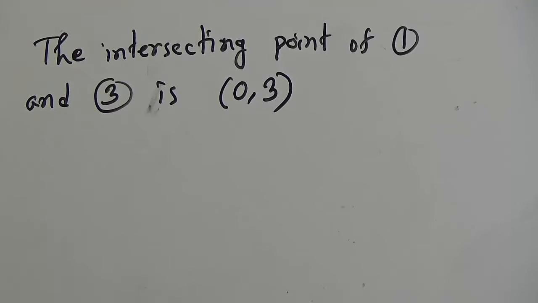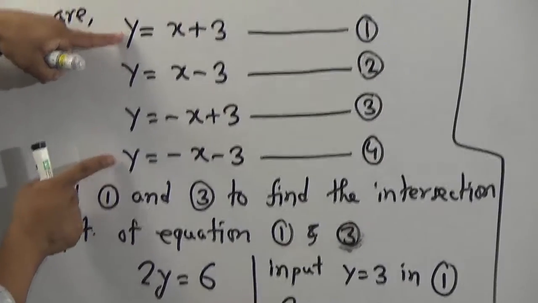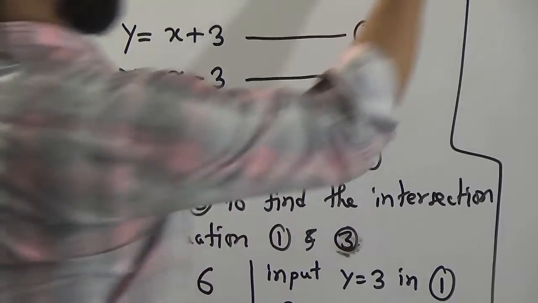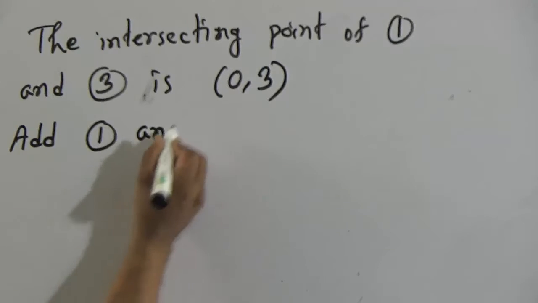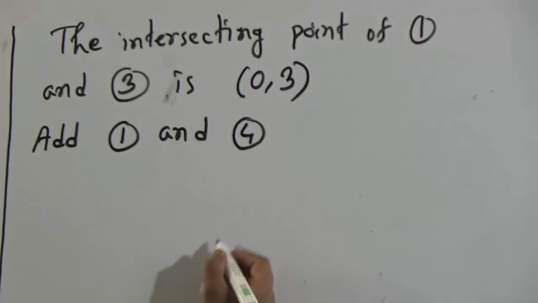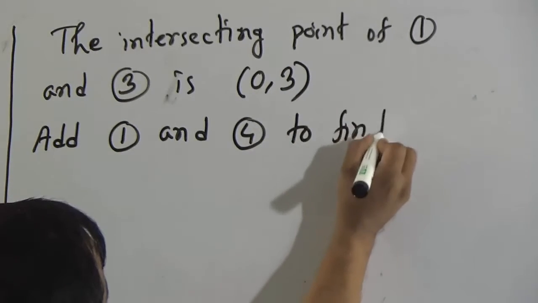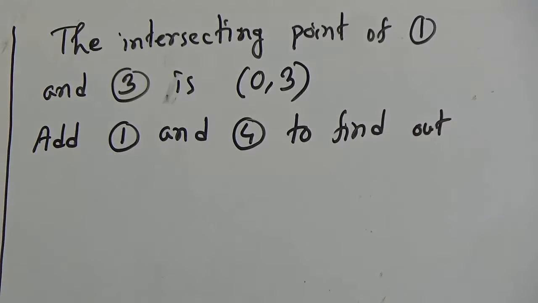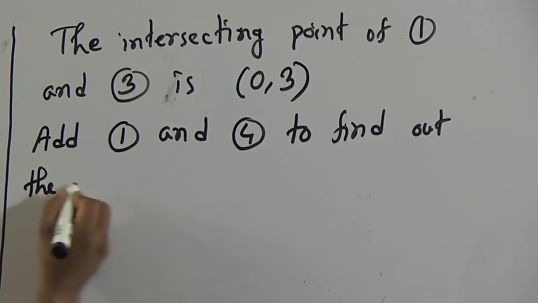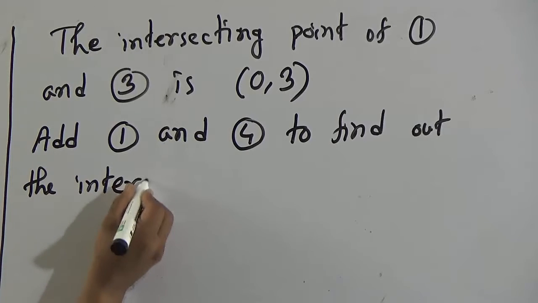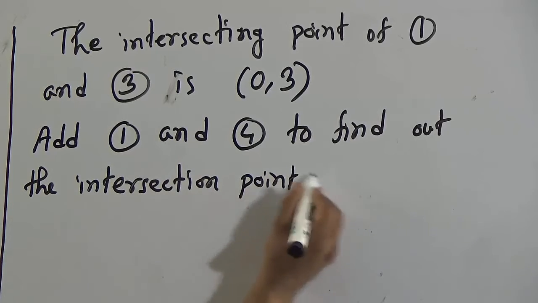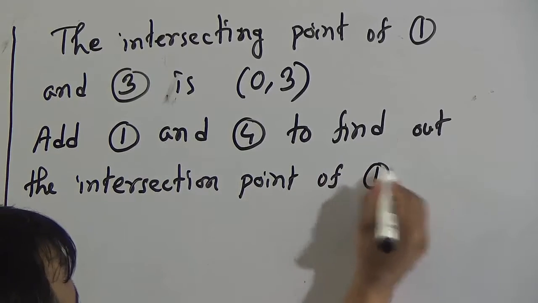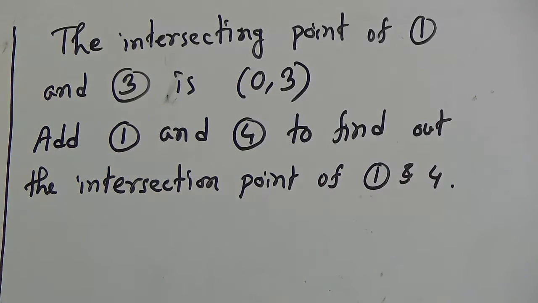Now we will find out the second point of the quadrilateral by solving the equations 1 and 4. Okay, now we can write down: add 1 and 4 to find out the intersection point of equations 1 and 4. Okay, now add 1 and 4.